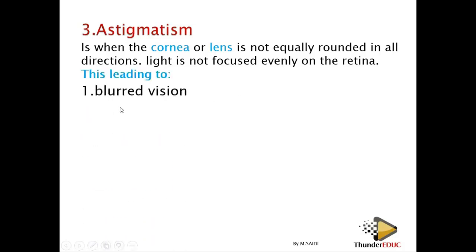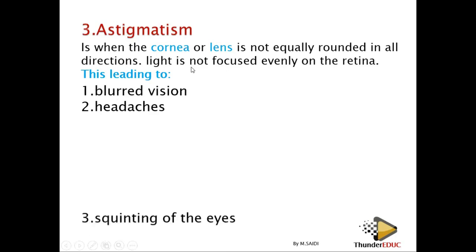This leads to, number one, blurry vision. Number two, headache. It means that you can't see. It's like having a phone and video calling someone, and someone is shaking the phone. So you start to feel that headache. That's what happens to a person who is suffering from astigmatism.